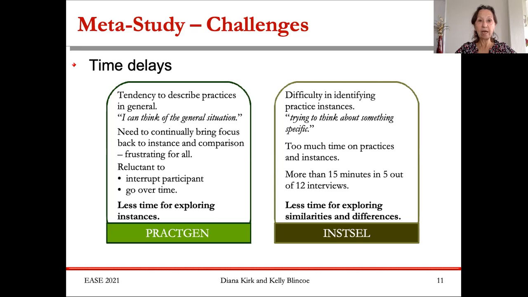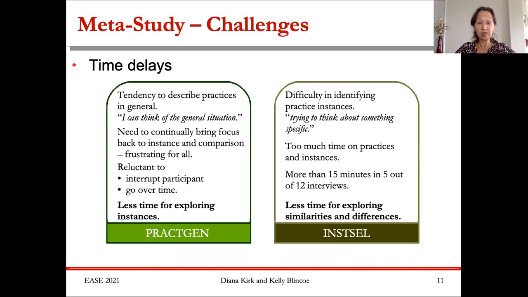The first one relates to time delays. On the left, the participants tended most often to describe the practices in general. So instead of talking about specific instances and similarities and differences, they wanted to tell us about their experiences with the practice. And this was really quite tricky because they were giving us a lot of information that was really important to them and valuable, but it wasn't in the form that we needed. So we had to keep bringing them back to the idea of instances.